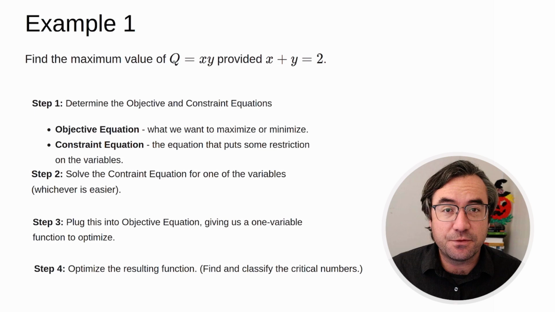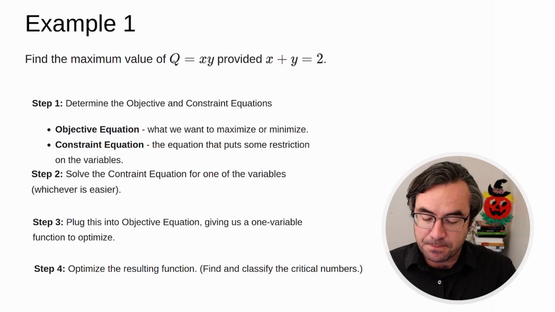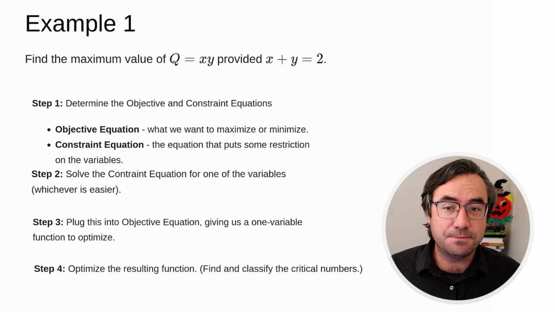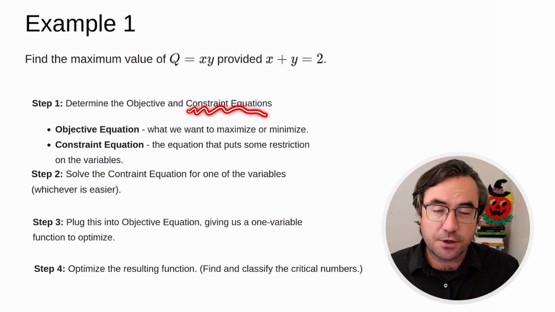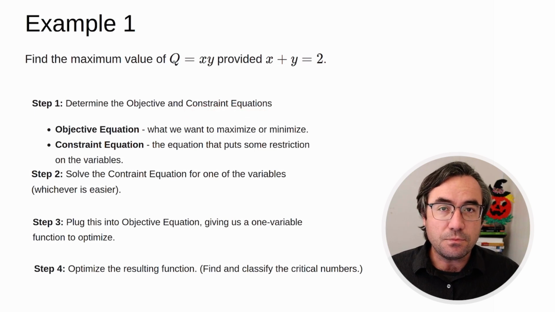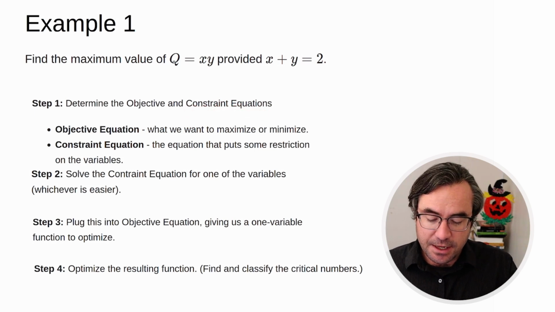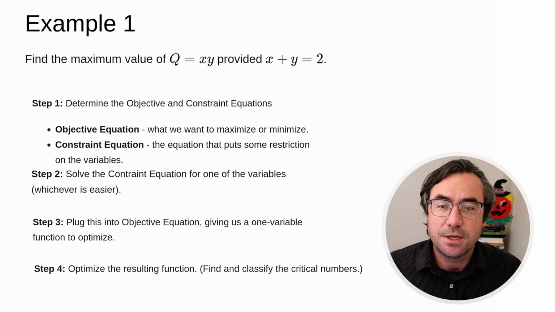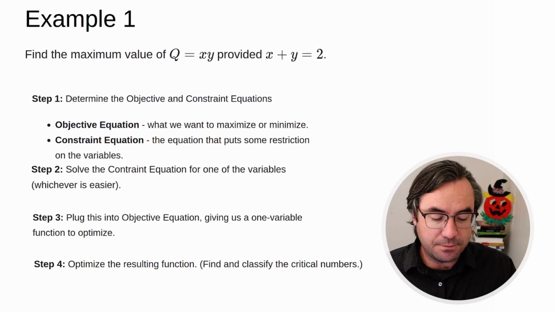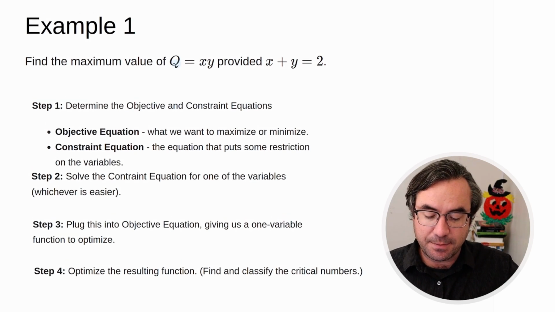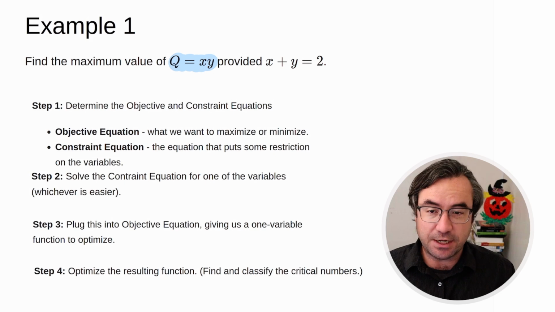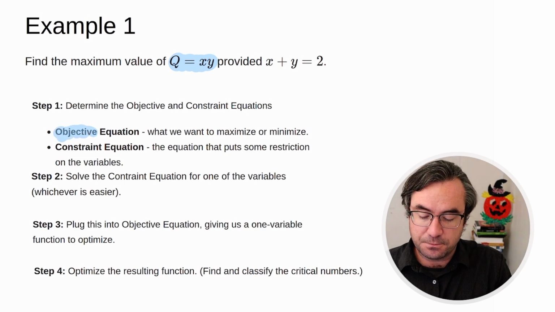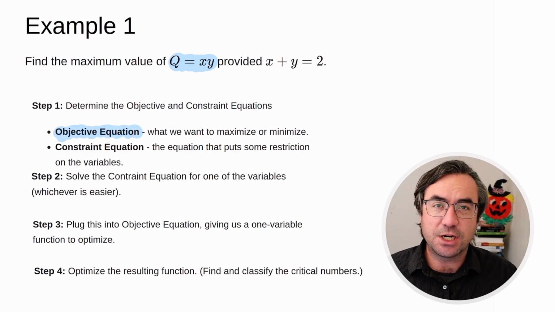And the first step for these types of problems is to figure out what we're going to call the objective equation and what we're going to call the constraint equation. So the objective is whatever we want to maximize or minimize. In this case, we want to maximize this function q. So that's going to be our objective. That's our objective equation.